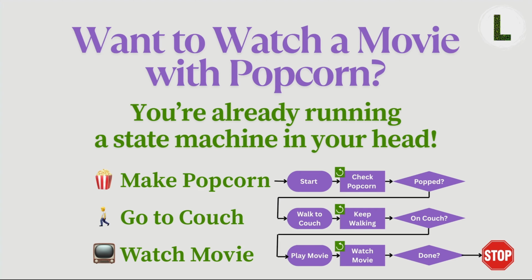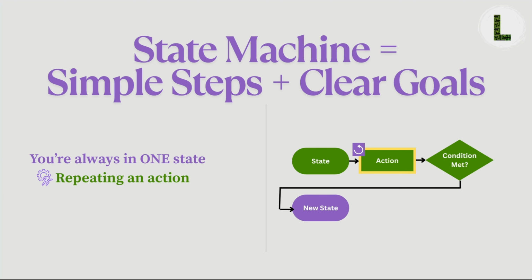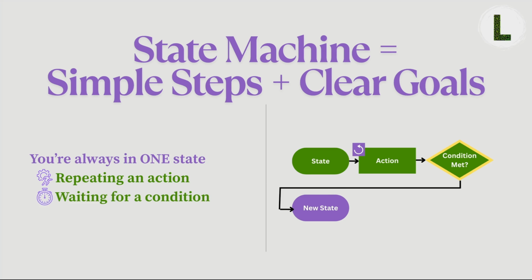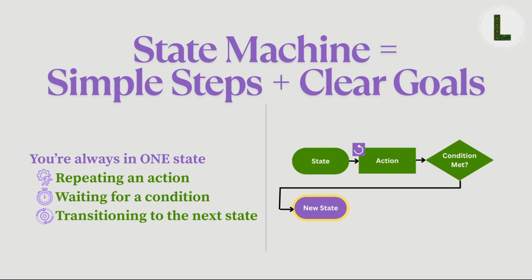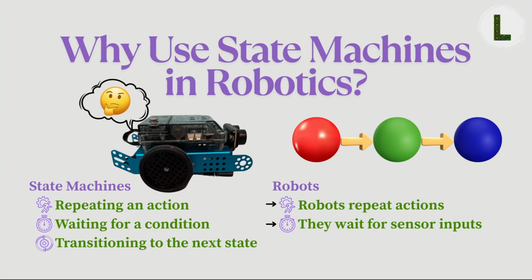This model is exactly what a state machine is. A system where you're in one state at a time. In each state, you perform some repeating action until a completion condition is met. Then you do a few one-time actions and then transition to the next state. This is a powerful way to think about robotics programming because robots naturally fit into this framework. Robots repeatedly perform a set of actions, wait for sensor inputs, and then move on to the next task.